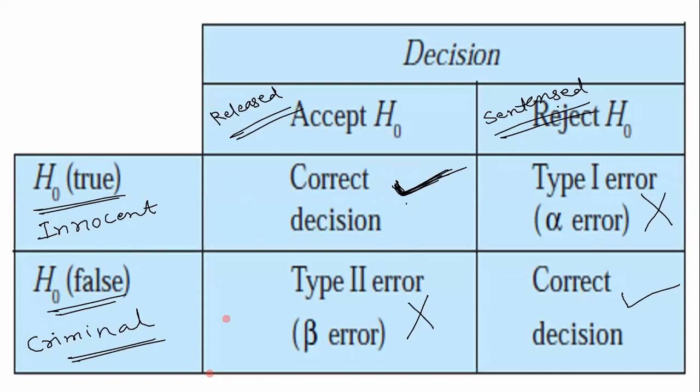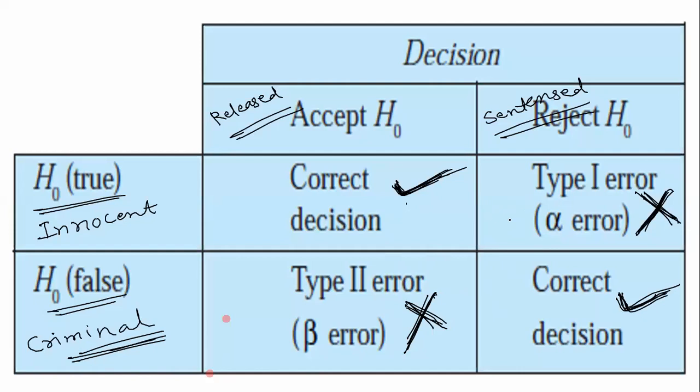Second situation, the person is innocent and the person is sentenced. This is really very much unfortunate in regard to the person. The third occasion is the person is a criminal and the person is released without any punishment. So this is also a wrong decision. So this is another type of error. And the fourth case is the person is a criminal and the person is sentenced. This is absolutely correct. So again here there are two errors, but you can understand which error is more serious.